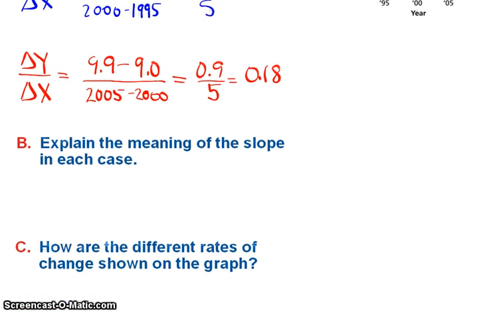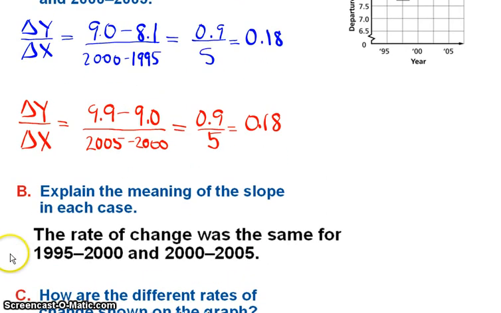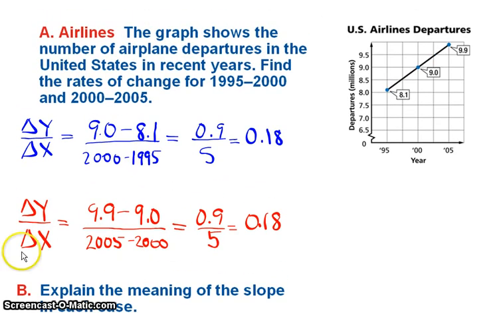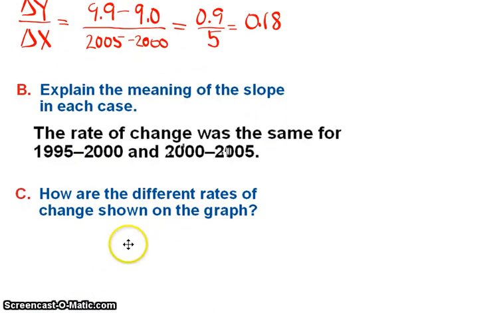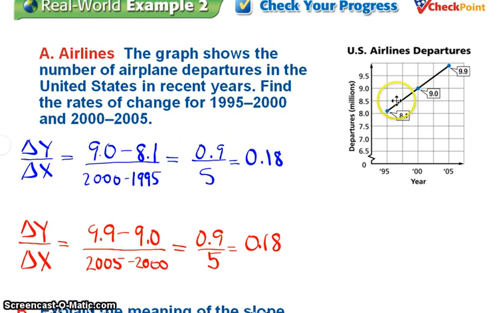Now, explain the meaning of the slope in each case. The rate of change was the same. That's all you have to say. It changed 180,000 departures per year. How are the different rates of change shown on the graph? Well, they're the same rate of change. The vertical change is the same for both periods, so the slopes are the same. There was no different rate of change. It stayed linear. So from this time period to this time period, the rate of change didn't change. So that's how we know it's a linear function. The rate of change was the same.